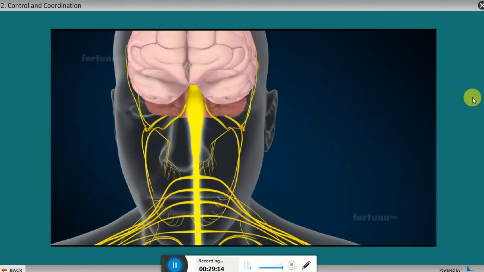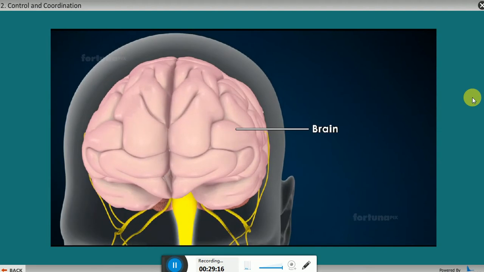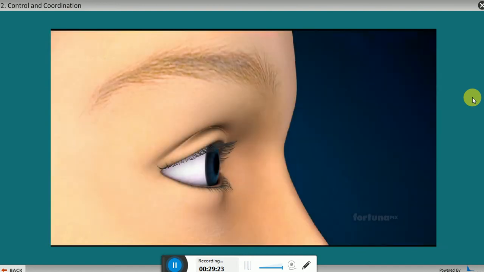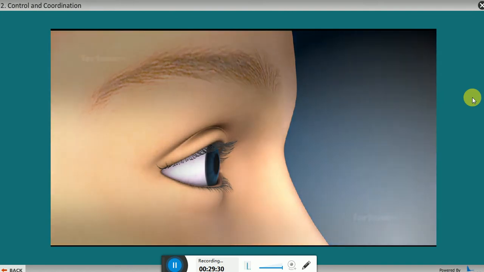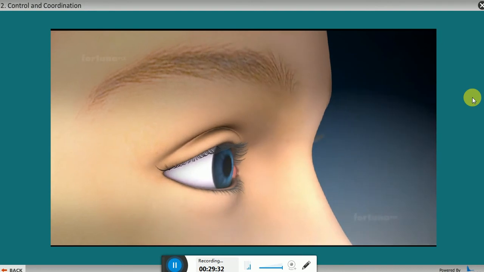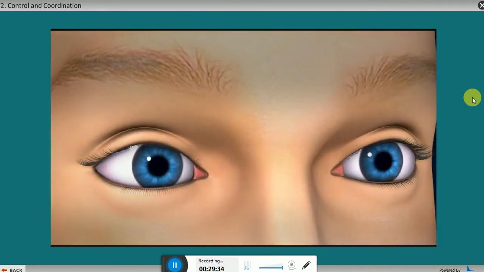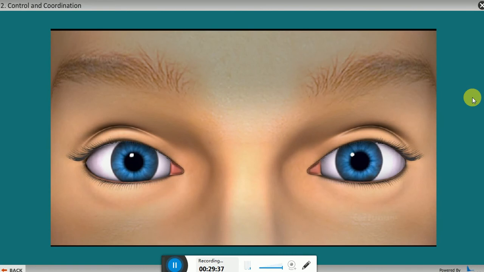Reflex actions can occur in the brain, in which case they are known as cerebral reflexes. A common example of cerebral reflexes can be seen in the eyes. When a bright light is shined into your eye, particularly if the surrounding environment is dimly lit, the circular muscles of the iris will contract. Consequently, your pupil will become smaller, reducing the amount of light that is able to enter the eye.